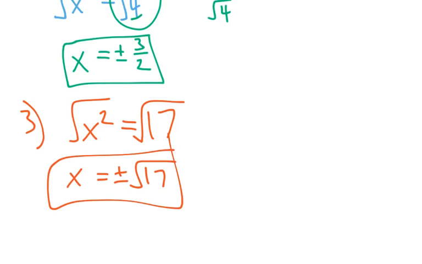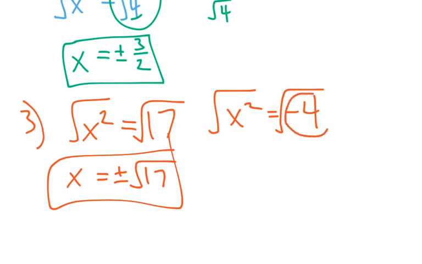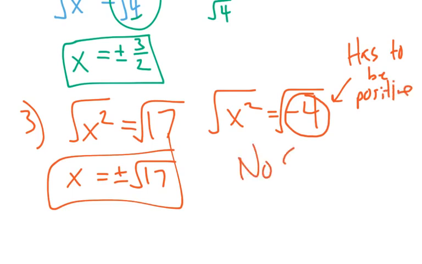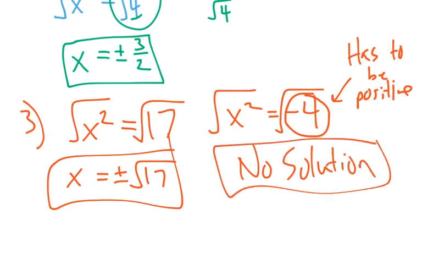Another thing I want to point out is if we had something like x squared is equal to negative 4, we try to take the square root of both sides, we can't do that. Because a square root always has to be positive. So in other words, you might have no solution as an answer. Just wanted to throw that out there. If you run into a negative number, or are trying to take the square root of a negative number, you'll get no solution.